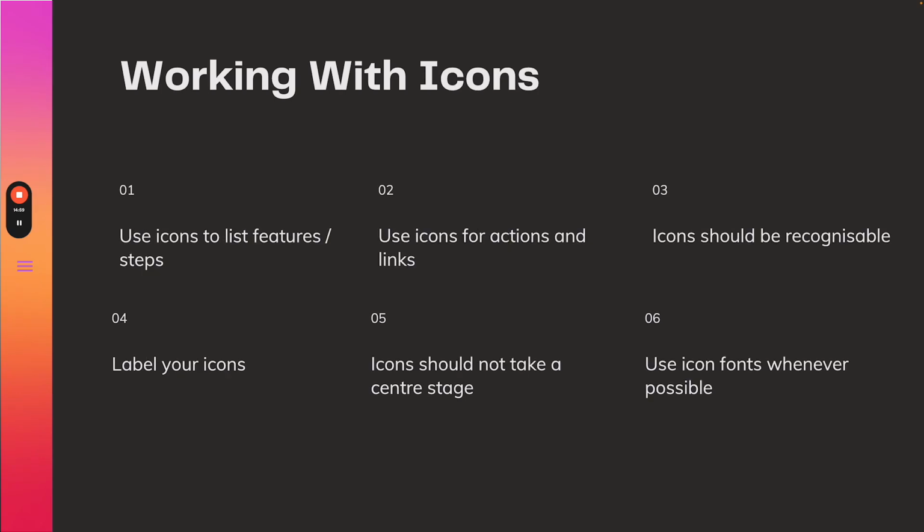Right, next is thinking about working with icons. Use icons to list your features or your steps. Icons are very easy and intuitive to follow. Make sure they're representative of what you're trying to talk about. You can use icons for actions and links, so a link to a different page, or a link to create an action like a save or save as. Icons should be recognizable. So, to the point I made earlier, label your icons, because sometimes you may choose an icon that is abstract from what you're trying to communicate, and the label backs that up.